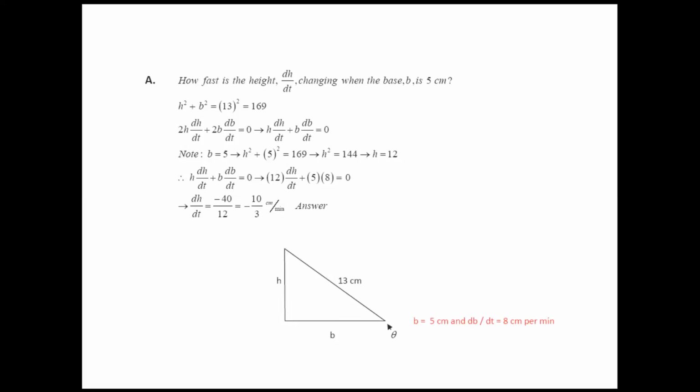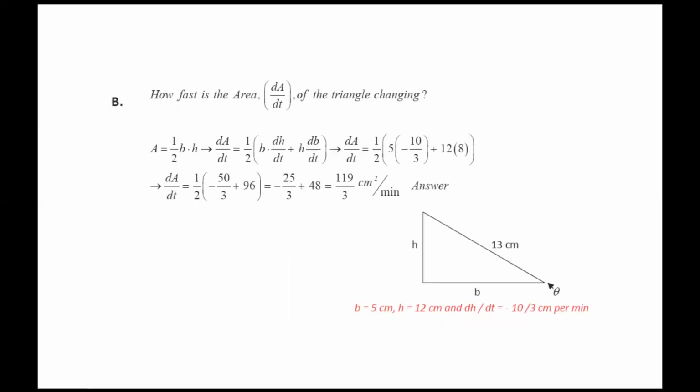Now, this problem has a B part. It asks you how fast the area of the triangle is changing. Well, you need a formula for area. Area is 1/2 base times height, okay? Now, we want to find dA dt, so we're going to take the derivative. We're going to have to use the product rule here.